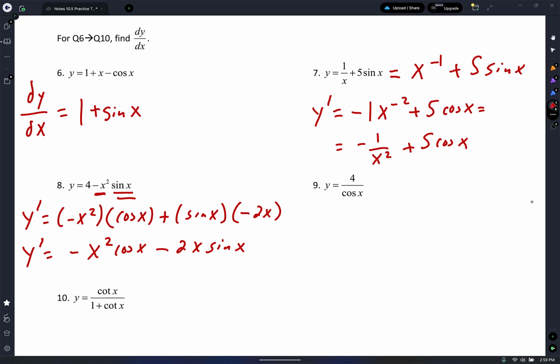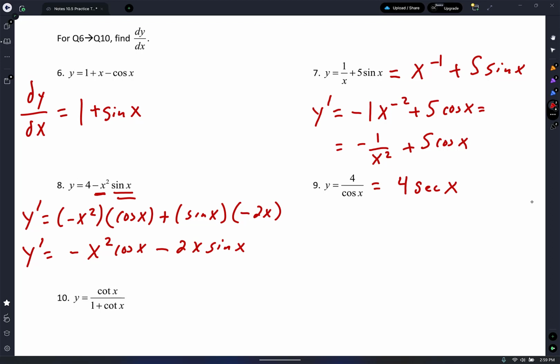Question number 9. I'm going to go slow. Okay, I see some of you guys still writing, so I'll wait. Question number 9. Don't take a derivative yet. Remember, if you see a constant somewhere, you can probably make it simpler. 4 divided by cosine is the same thing as 4 secant x. Cosine and secant are reciprocals of each other, guys. So baby pre-calc, nothing crazy.